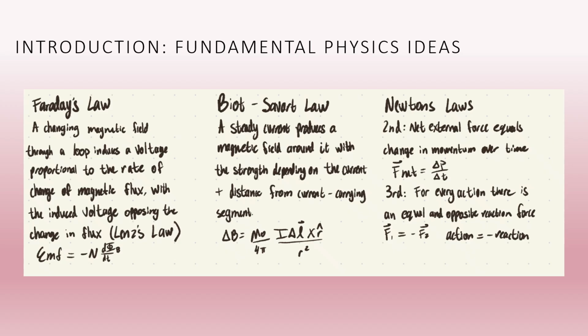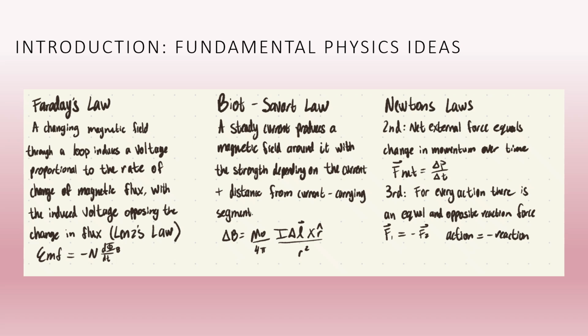So the fundamental physics ideas were, first of all, Faraday's law, saying that a changing magnetic field through a loop induces a voltage proportional to the rate of change of magnetic flux, with the induced voltage opposing the change in flux. And that part is Lenz's law, and the formula is below. And then next we have the Biot-Savart law, and that states that a steady current produces a magnetic field around it with the strength depending on the current and distance from the current carrying segment. The formula is below for that as well.